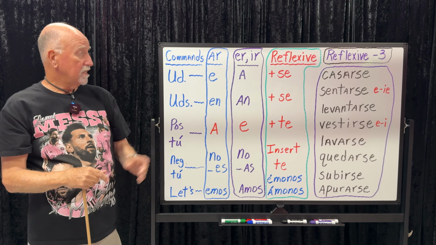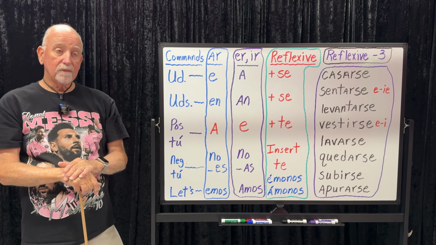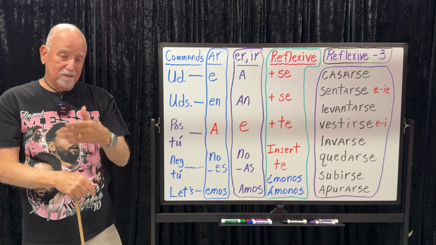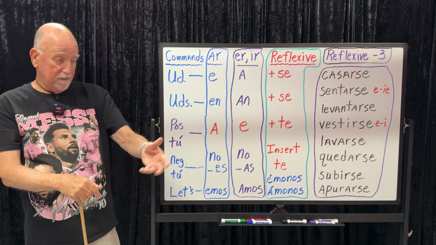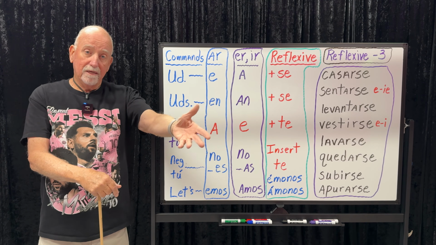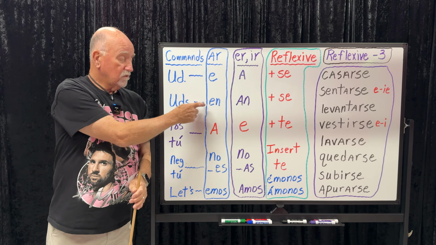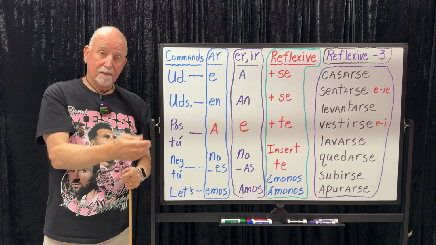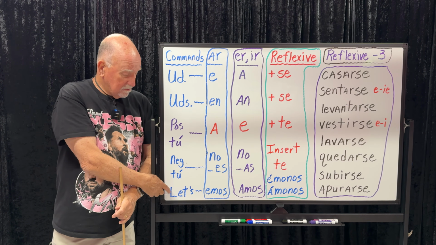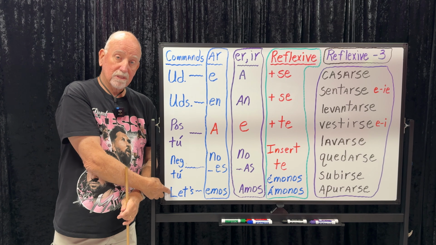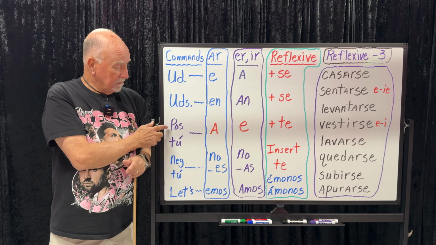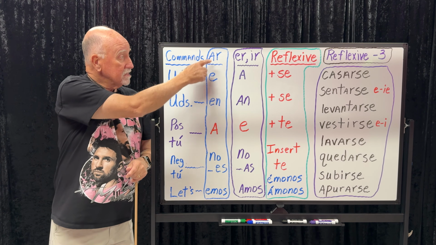So let's review. Let's take a verb like hablar. You want to tell an usted person, speak. Like you're in a public job and you tell the person, you speak, sir. You'd say, hable, señor, hable, señora, hable. You want to tell a group of people to speak? You would say hablen. If you want to say let's speak, you'd say hablemos, let's talk.